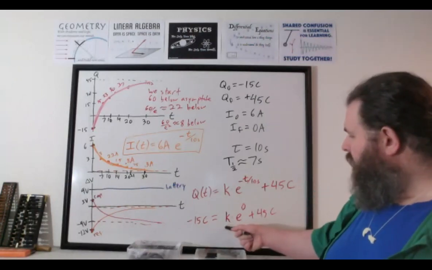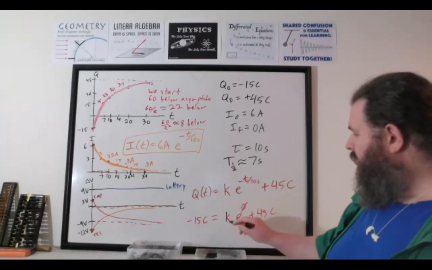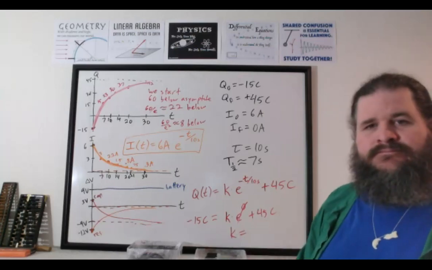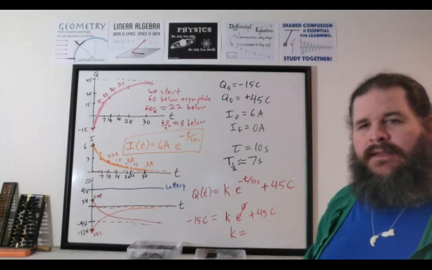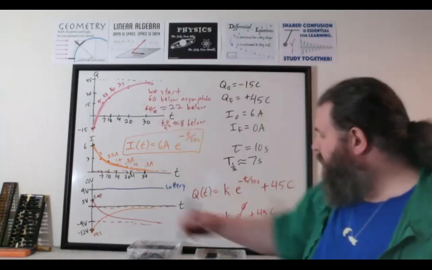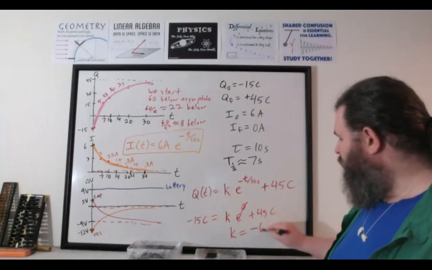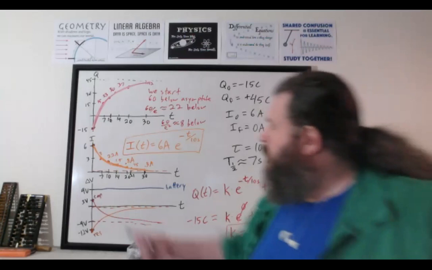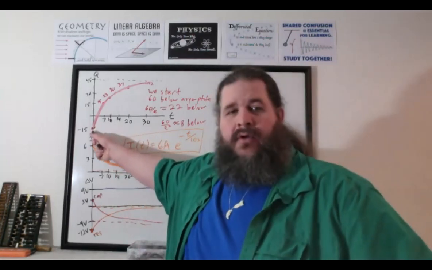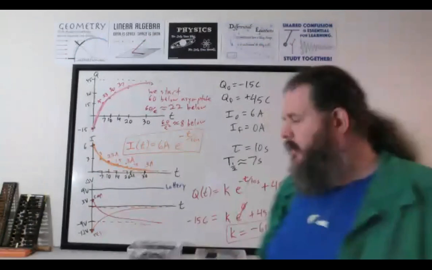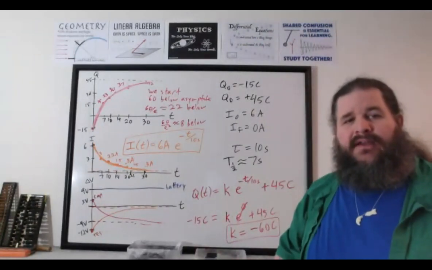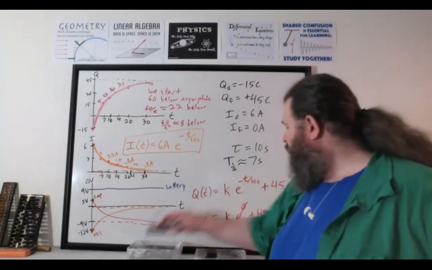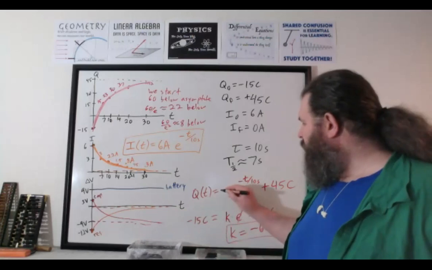If you solve this for k, notice that e to the 0 is just 1. What do you get if you solve this for k? Yeah, K represents the amount below the asymptote. In this case, subtract 45, you get negative 60 coulombs. So K being negative 60 coulombs is because we're starting at negative 15, but the important thing is that's 60 below the asymptote. So the K value is talking about how far the initial value is from the asymptote. 60 below the asymptote means we're at negative 60. So K is negative 60 coulombs here.